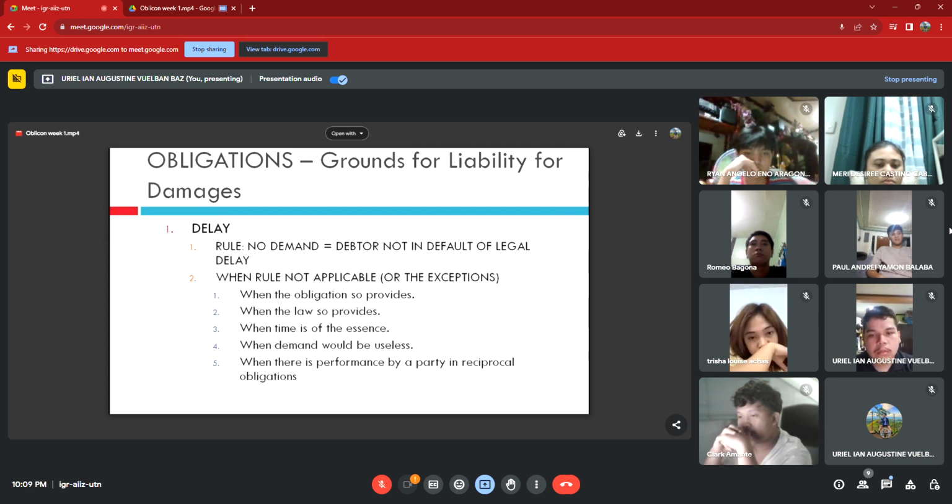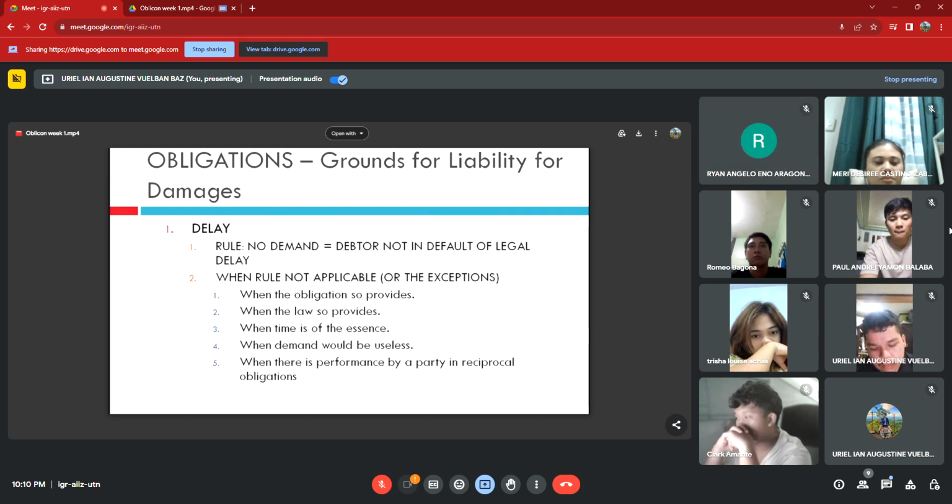In the following instances that I will enumerate, demand here is not necessary. That will put the creditor debtor in default. Number one, when the obligation so provides. So if say sa agreement, nakabutang dito that without the need of any demand, A is obliged to pay B 10,000 pesos without the need of any demand. It is the obligation that provides, it is the agreement that provides that demand is not necessary. In such case, demand is not necessary to put the debtor obligor in default.